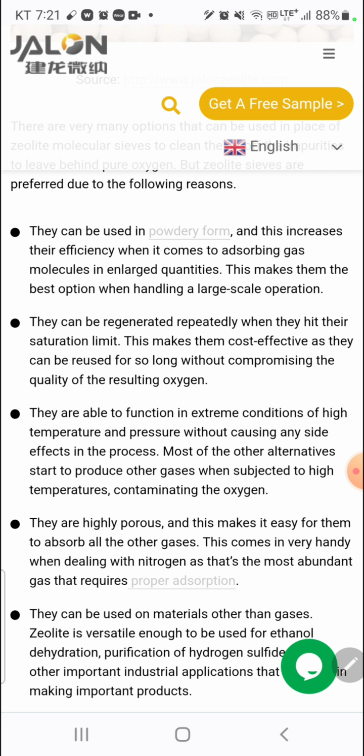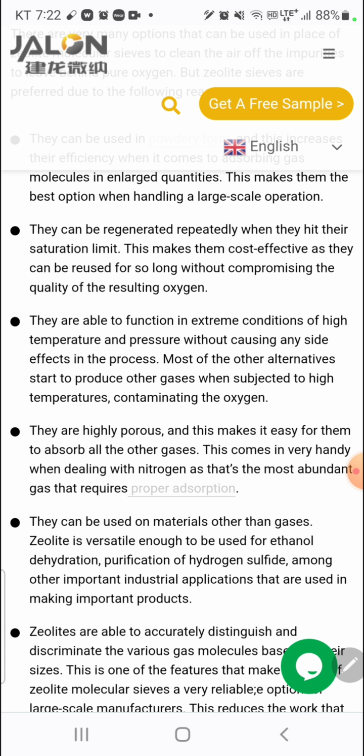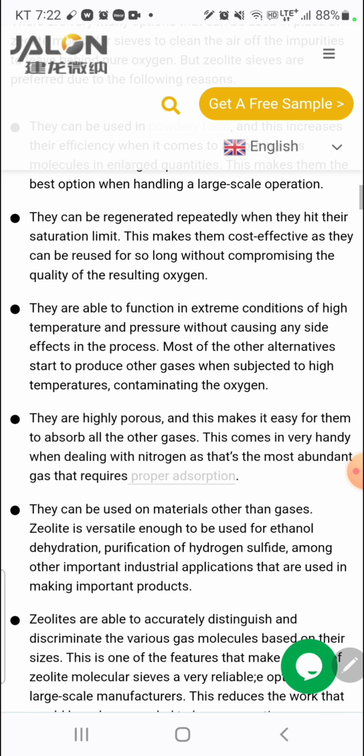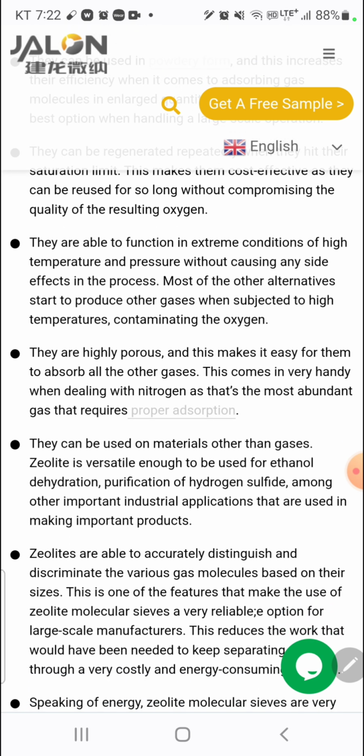They can be regenerated repeatedly when they hit their saturation limit. This makes them cost-effective as they can be reused for so long without compromising the quality of the resulting oxygen. They are able to function in extreme conditions of high temperature and pressure without causing any side effects in the process. Most of the other alternatives start to produce other gases when subjected to high temperatures, contaminating the oxygen.